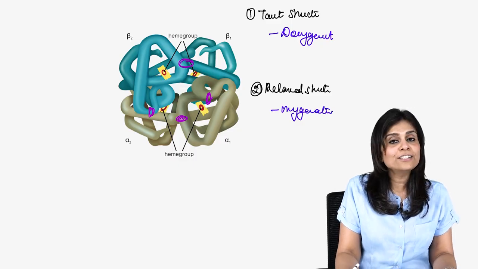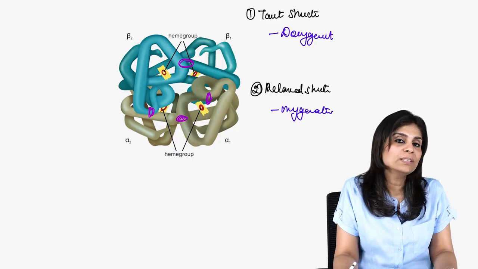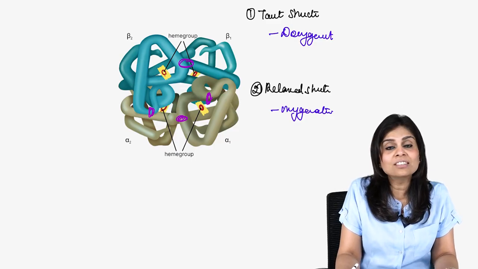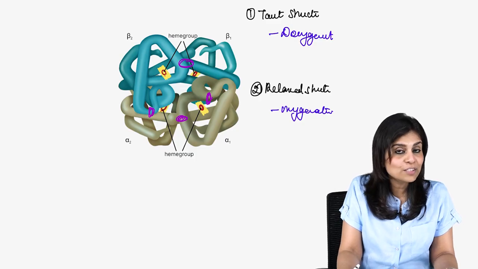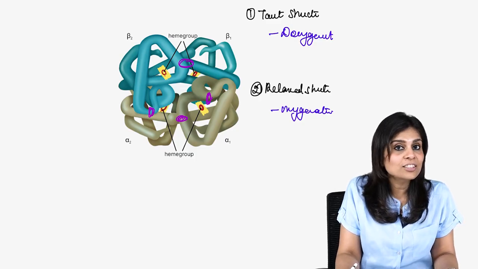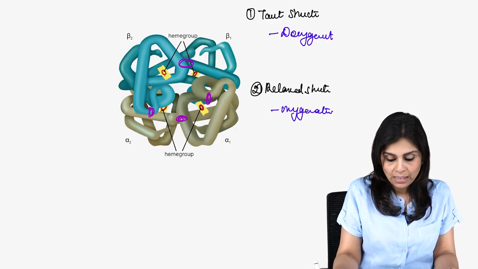So these are the facts that you need to know as far as hemoglobin structure is concerned. Taut structure, relaxed structure. Taut structure favors deoxygenation and relaxed structure favors oxygenation. Now, what is cooperative binding?